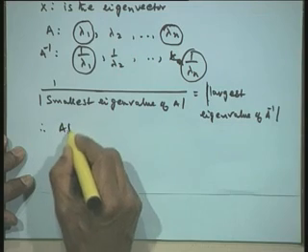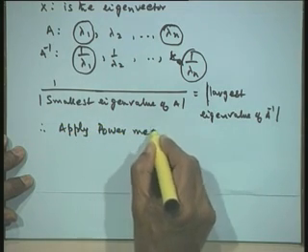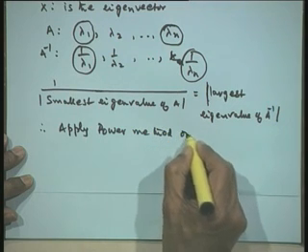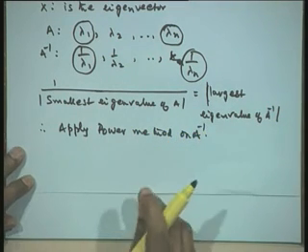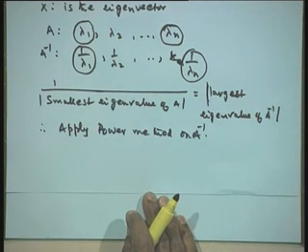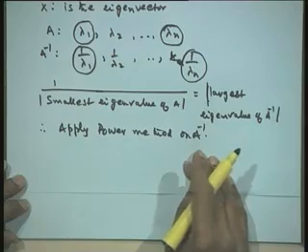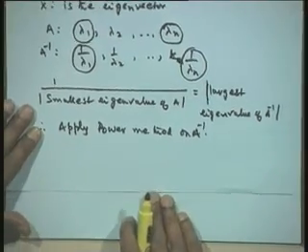Therefore, we conclude: apply power method on A inverse, and this is the reason why it is called inverse power method. We are applying the power method on the inverse. Now, let us write down in detail what is the inverse power method, so that we can give the simplest way of getting the iteration.